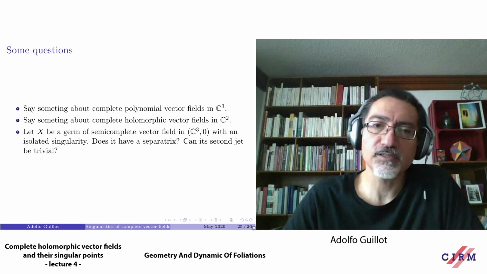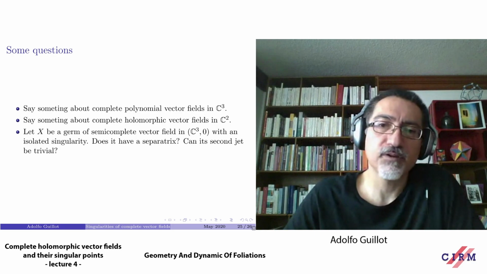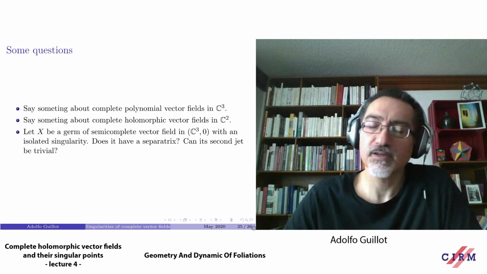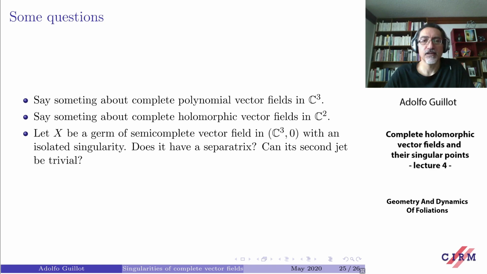That's one question. Another question: we do not know much about complete holomorphic vector fields in C2. If your vector fields are polynomial, then Brunella gives you normal forms, up to polynomial automorphisms. That's everything you want to know about. So you can say everything in the polynomial setting. But for general complete holomorphic vector fields in C2, we do not know anything. So probably the question is, how can you talk about what happens at infinity in these vector fields?